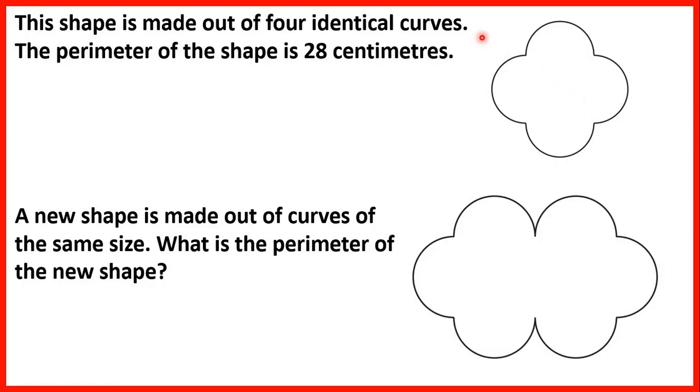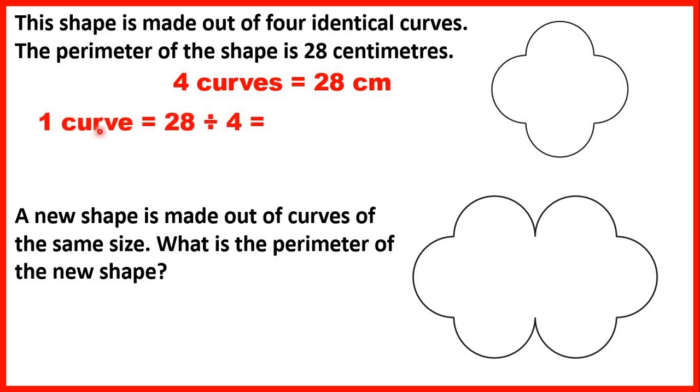This shape is made out of 4 identical curves. The perimeter of the shape is 28 centimeters. So remember, the perimeter is the distance around the outside of a shape. So if 4 curves have a length of 28 centimeters, to find the length of one curve, we can divide 28 by 4. So that gives us 7 centimeters. So each of these curves must be 7 centimeters long, because 7 times 4 gives us a perimeter of 28 centimeters.